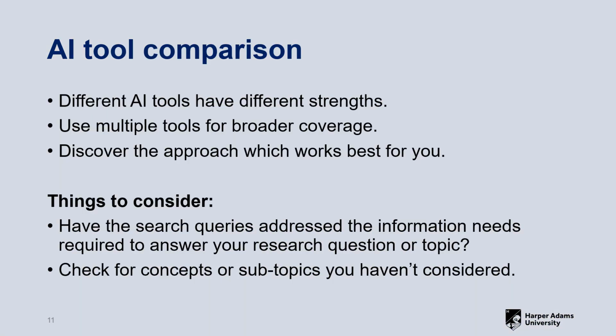By completing Activity 2, hopefully you've realised that every AI tool has its strengths, so using more than one can give you broader coverage. Always check: have you addressed all your information needs? Have you missed any important concepts or subtopics? The right AI tool can really enhance your literature searching.